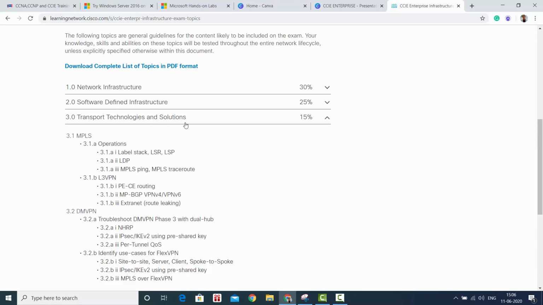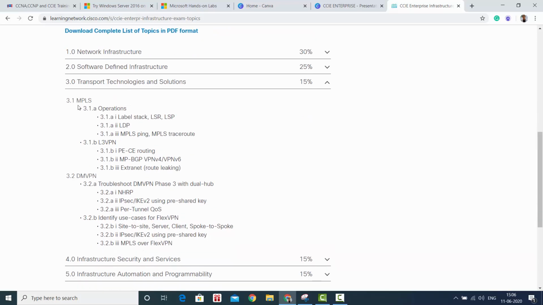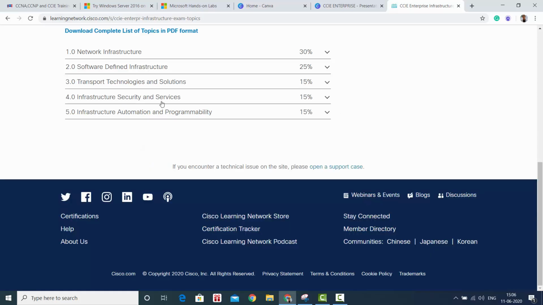Let's go to the next one, where we have MPLS and DMVPN at 15%. That's pretty good scoring if you are familiar with these technologies, which were there in routing switching also. Those who prepared for routing and switching will find it easy to grab these 15 marks. So no big deal here.